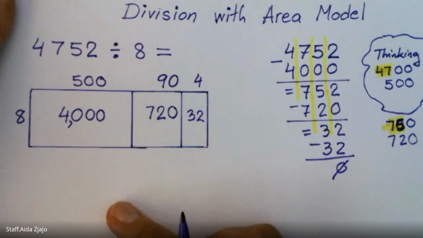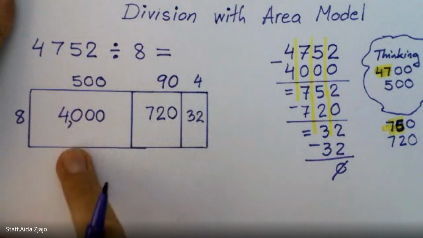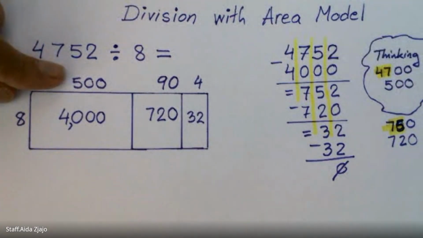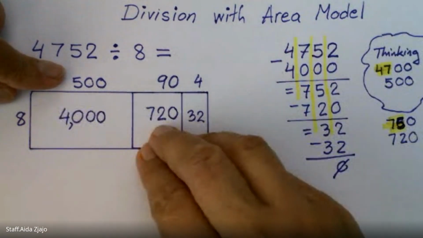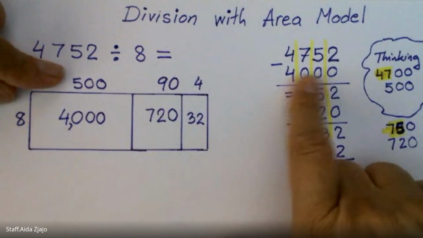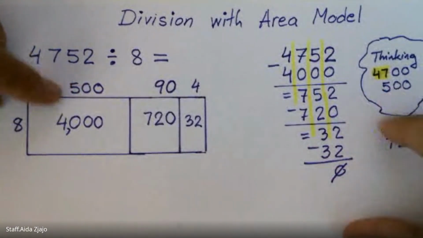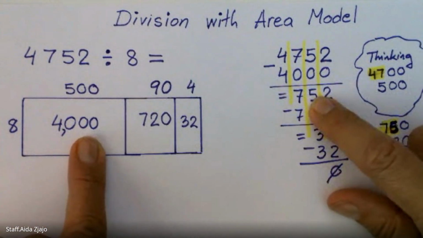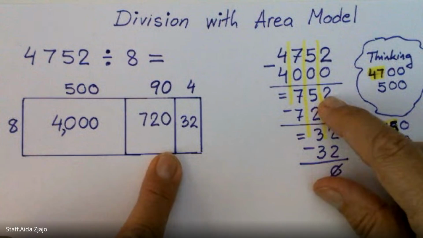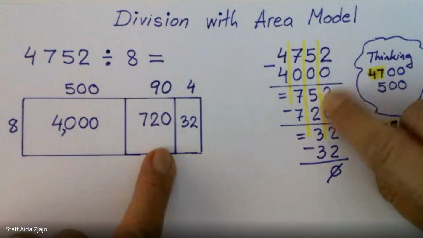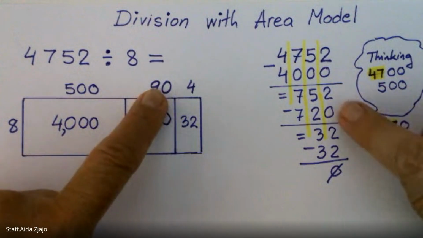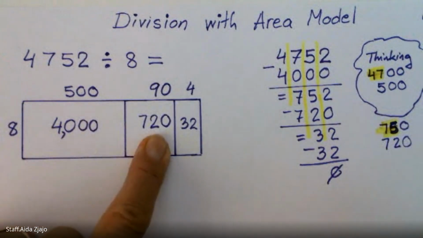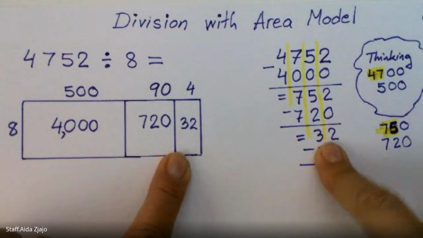So when I divide 4,752 by using area model, I create an open rectangle, and I think what is 8 times what that makes a bigger chunk of that number, then I will subtract. So I will say, 8 times 5 is 40, so 8 times 500 is 4,000. So I can subtract, and I have a leftover. Now I'm dealing with 752, and I'm taking also 8 times what is really close to 75, and that is 9, but I need 700. So 8 times 9 is 72, but 8 times 90 is 720. So when I subtract 720, I have 32 left.